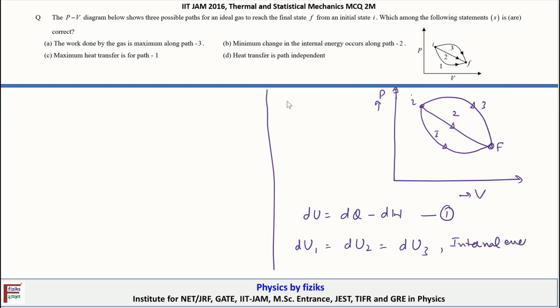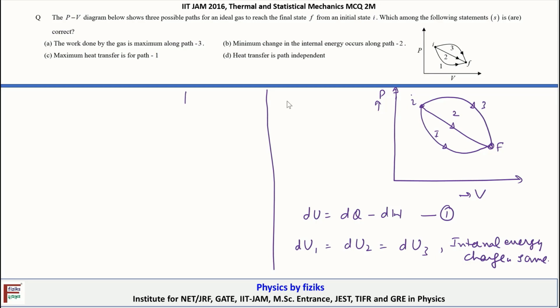Internal energy change is same. Okay, and this is only true when the initial and final equilibrium states for all these three different processes are identical. In case they are different, then you cannot make use of this result. Now, another point that we can note from the given diagram.